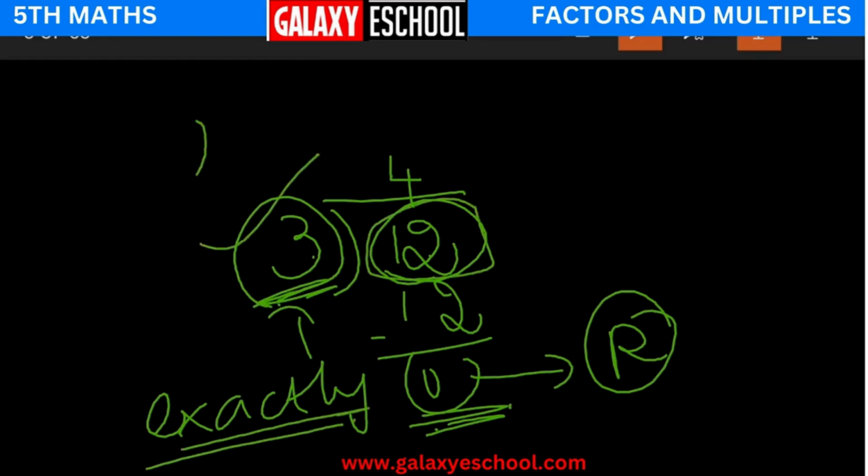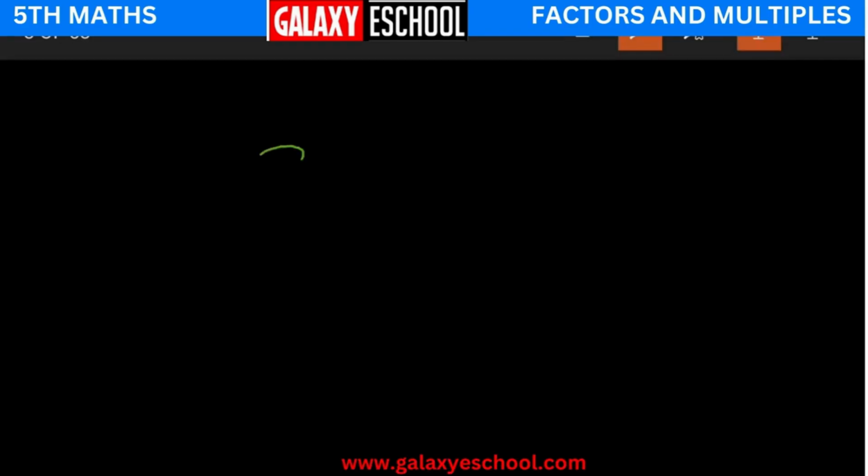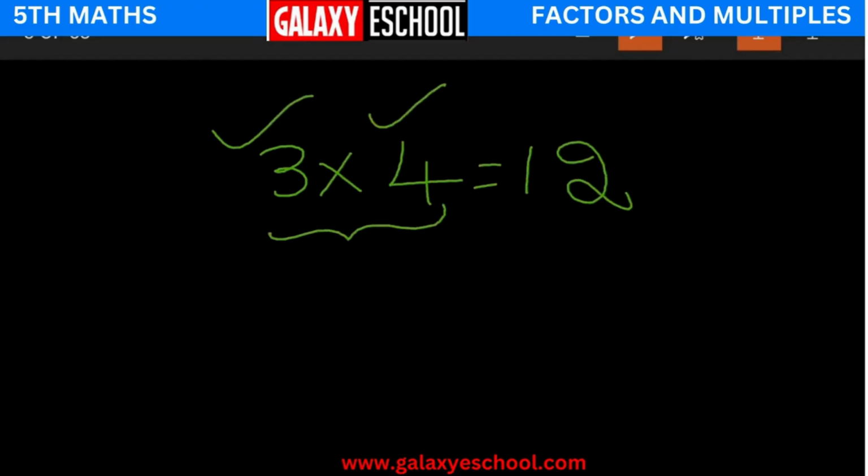Now 3 becomes a factor of 12. How, children? Because 3 is dividing 12 exactly. Or in simple ways, how you can understand is that when you say 3 fours are 12, both 3 and 4 become your factors. What do 3 and 4 become? 3 and 4 become your factors.